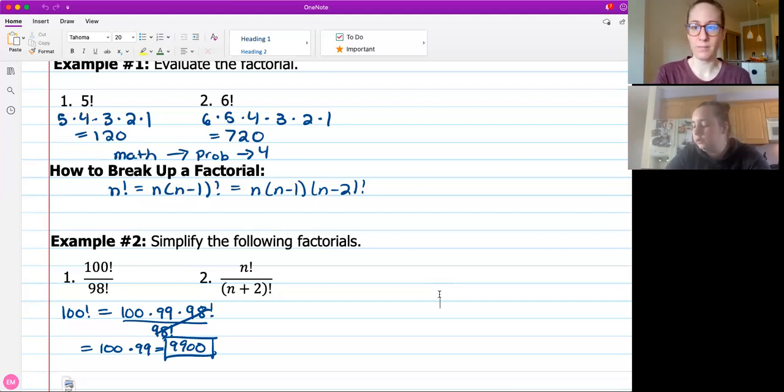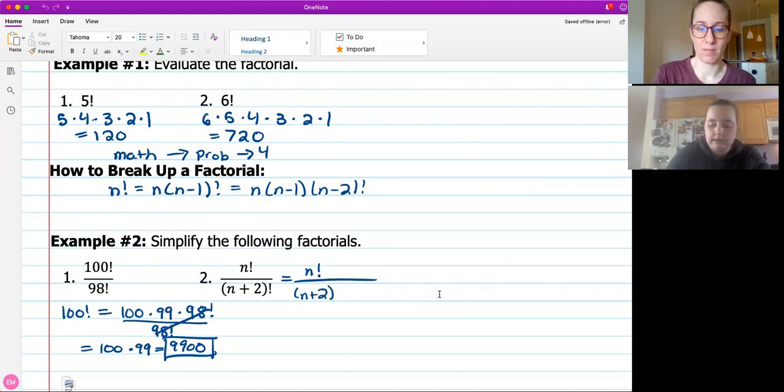For number 2, we're going to do the same thing. We're going to take the bigger factorial and we're going to expand it. The bigger one in this case would be the denominator. So we are going to expand that one. So we're going to take n. So n is n plus 2. And we're going to do n plus 2 minus 1, so that would be n plus 1. And then we're going to do n plus 2 minus 2, and that would be n factorial.